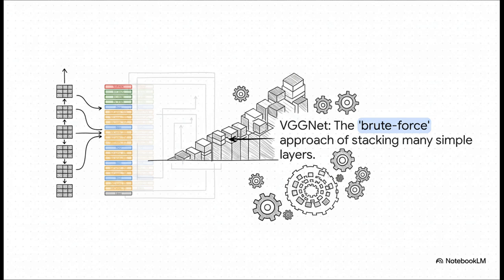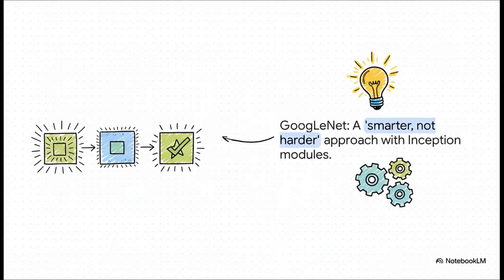So the designers just took this one simple, elegant building block, a 3x3 convolution, and just stacked them again and again up to 19 layers deep. It was a pure brute force method, and you know what? It worked incredibly well. Then, in the brains corner, you've got GoogLeNet.